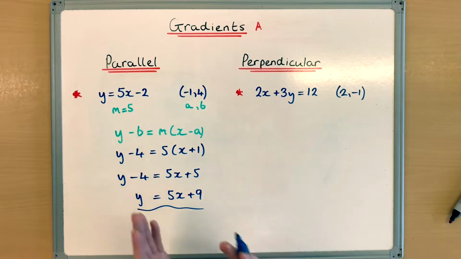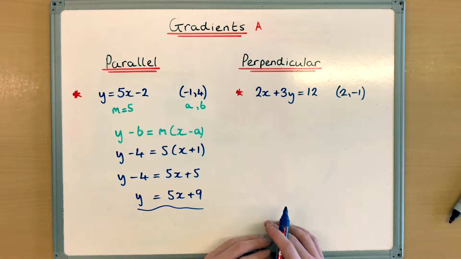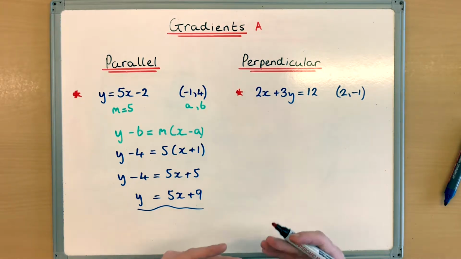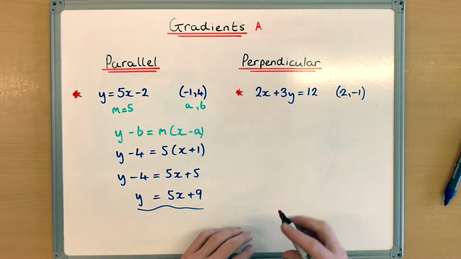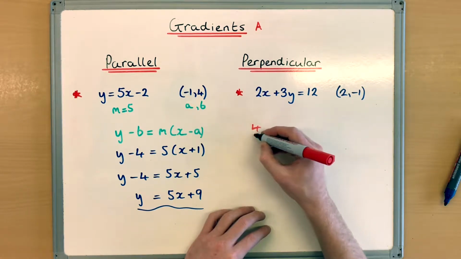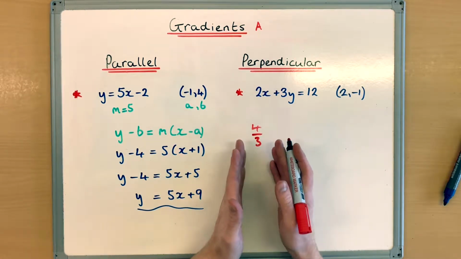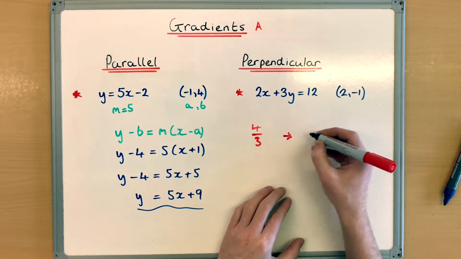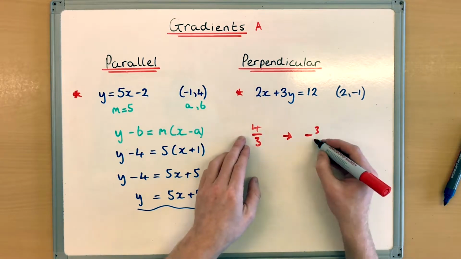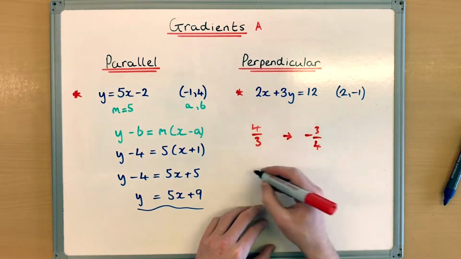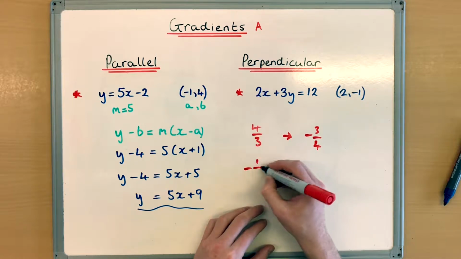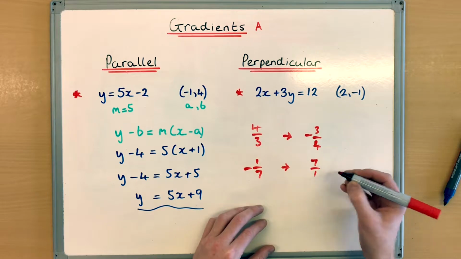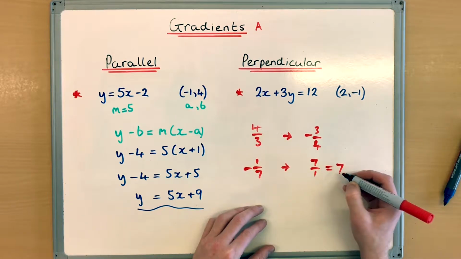Okay, so that's parallel. Now let's switch to perpendicular. So perpendicular gradients, we're going to flip them upside down and flip the sign as well. In other words, let's start with 4 over 3. The perpendicular gradient to 4 over 3 is minus 3 over 4. So we've made it a negative and we've flipped this fraction upside down. So if we had a gradient of minus 1 over 7, well, then the perpendicular would be positive 7 over 1, which is actually just the same as 7.